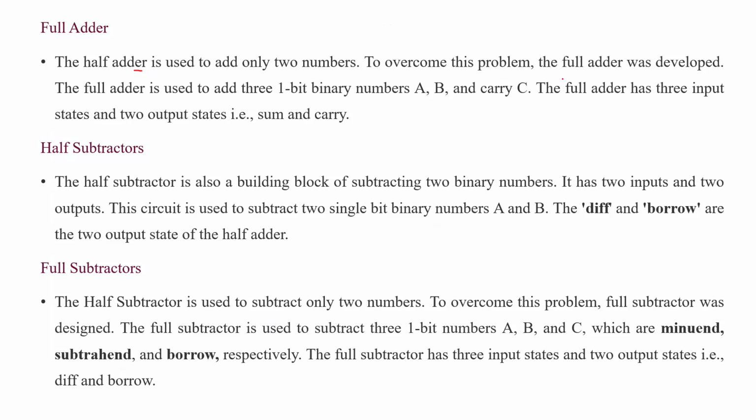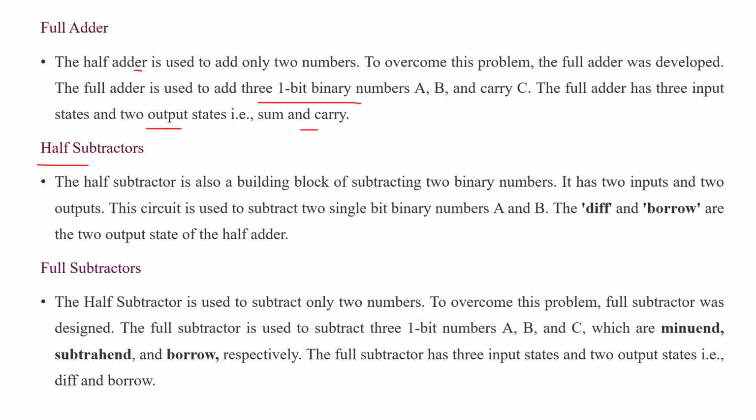To overcome this problem, the full adder was developed. It is used to add three one-bit binary numbers, A, B, and the carry C also. The working procedures, everything, we are going to see separately in the upcoming videos. The full adder has three input states and two output states, that is sum and carry.